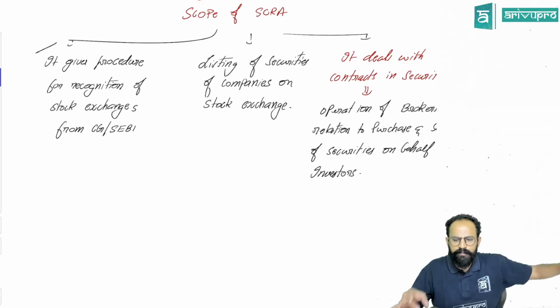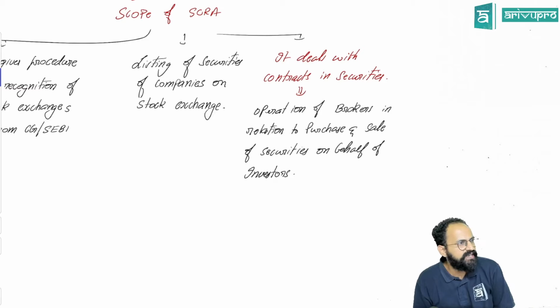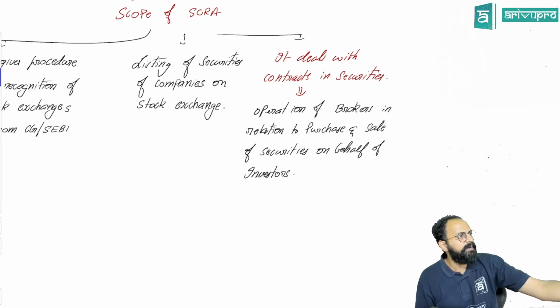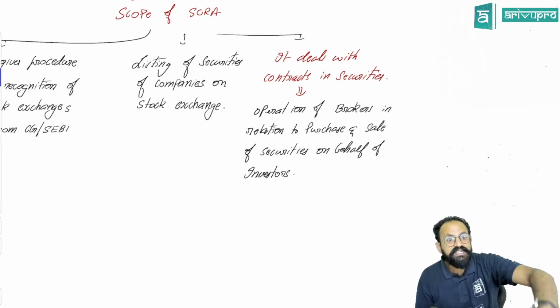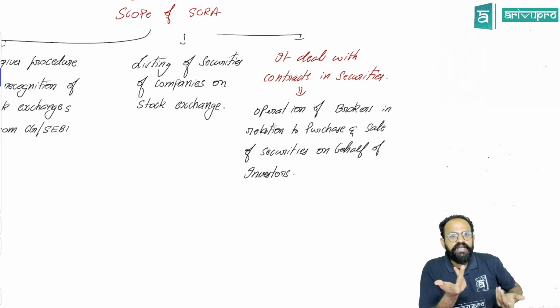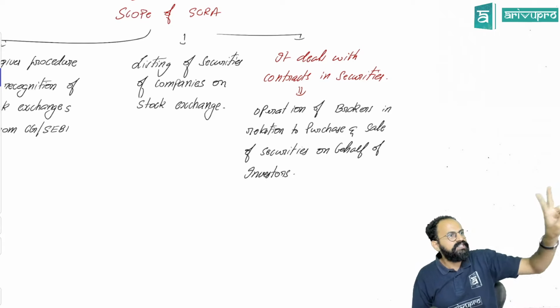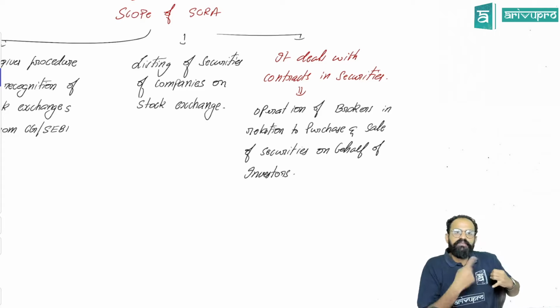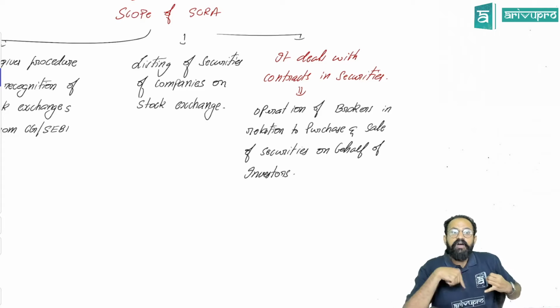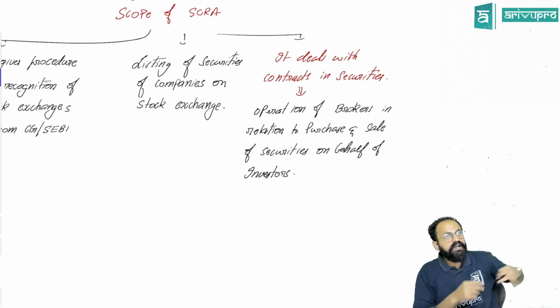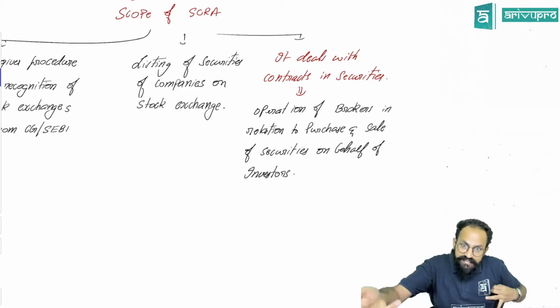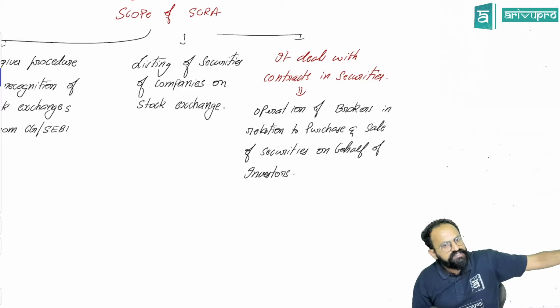Okay, next one, people. Listing of securities. What is that? An unlisted company getting listed. So, sir, where is that listing procedure given? Again, the listing procedure is given in SCRA. So, tomorrow, if someone wants to start a stock exchange, where is it given? It is given in SCRA. If a company wants to get listed, where is it given? The procedure is given in SCRA.